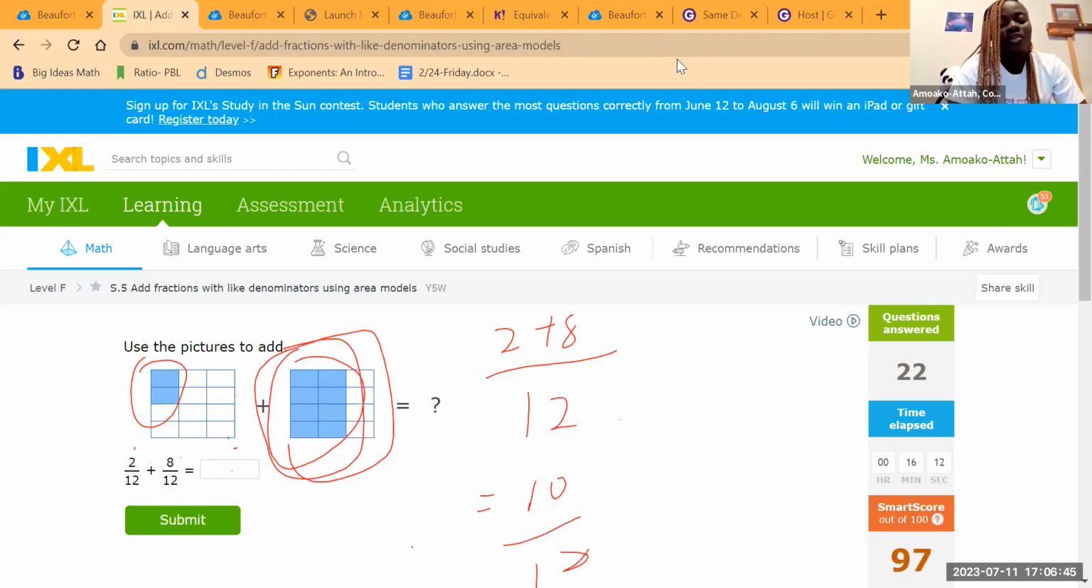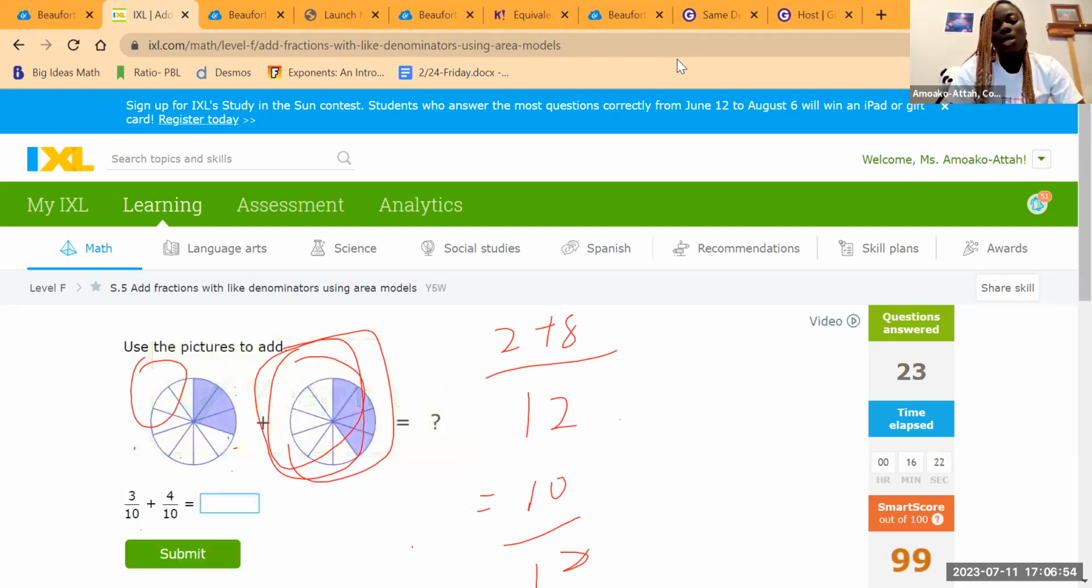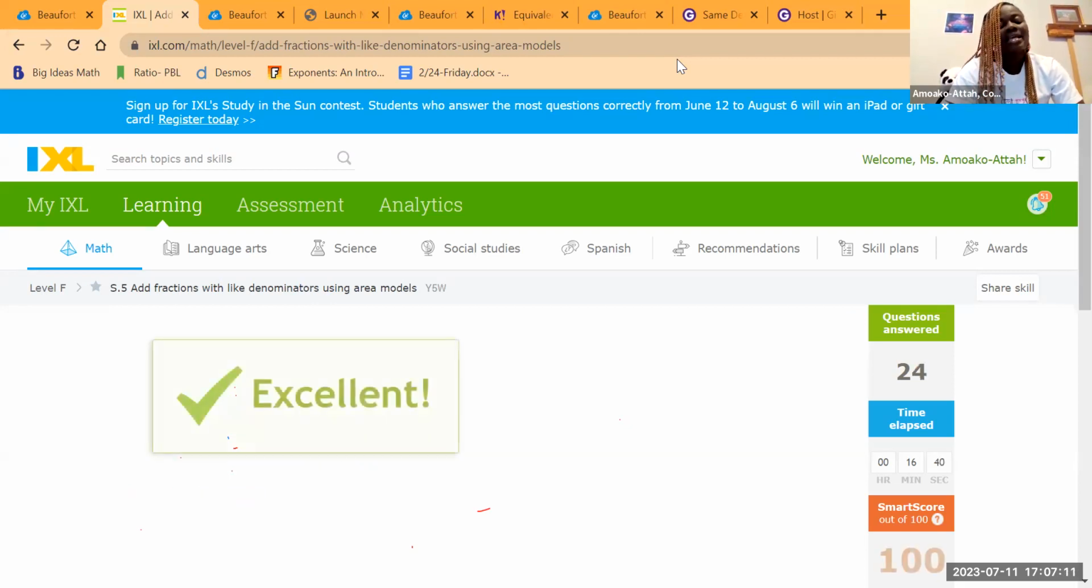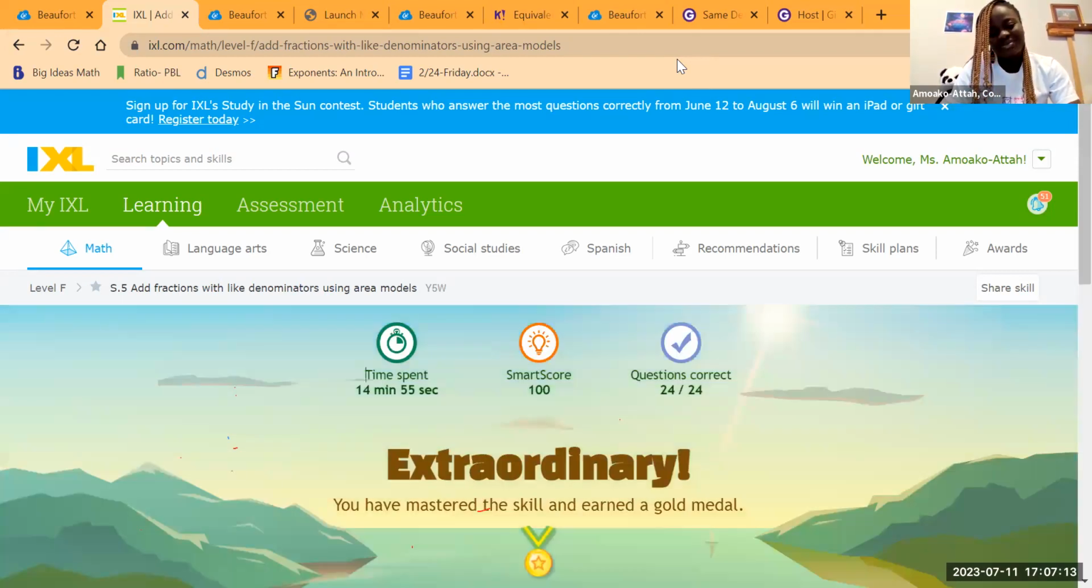All right. So 10 divided by 12. Okay, I think we need to go to the last one again. Oh my God. All right, that's okay. So let's see, we have 3 plus 4 giving us 7 divided by 10, right? Okay, so 7 out of 10. And that is so perfect, guys.